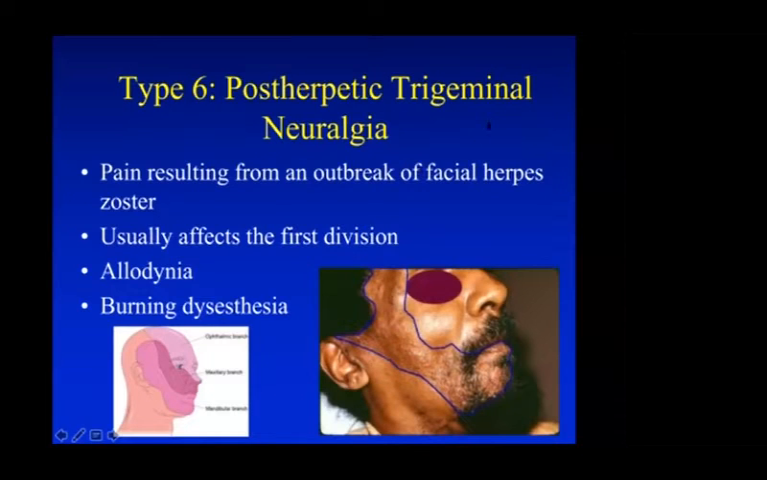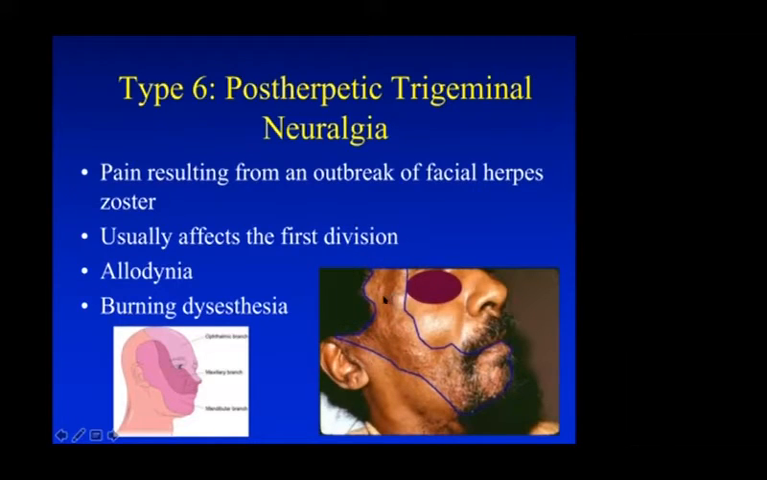Type 6 facial pain is what's called postherpetic neuralgia. This is the same virus that causes chickenpox or zoster. It's a herpes virus that likes to live in the nerves themselves. And the virus can travel down the nerves to the face and result in an outbreak of chickenpox-like lesions along the face in the distribution of the trigeminal nerve.